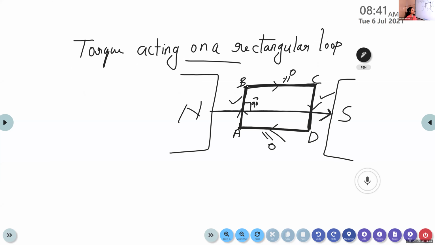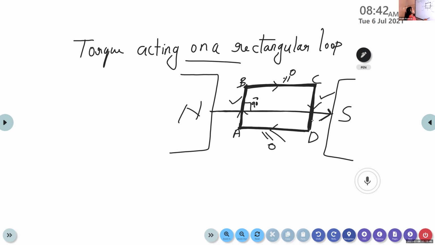Very good. Here we want to calculate the direction of the force acting on the side AB and CD by applying Fleming's left hand rule. From the derivation, it is very clear that whenever we place a rectangular loop in between the poles of a powerful magnet, the force is acting only on two sides, that is on AB and CD. Now we want to find out the direction of that force by applying Fleming's left hand rule.